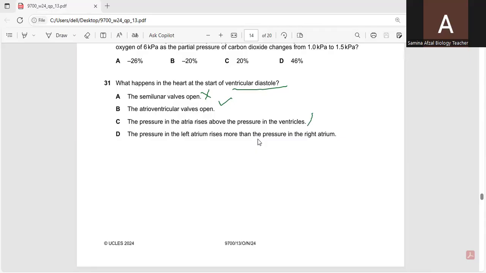So this matches with option B, but B is more suitable for this answer. The pressure in the left atrium rises more than the pressure in the right atrium. There is a little bit of difference, but during the ventricular diastole we will not consider this answer. Only B is the correct option. We go with the ventricular diastole.